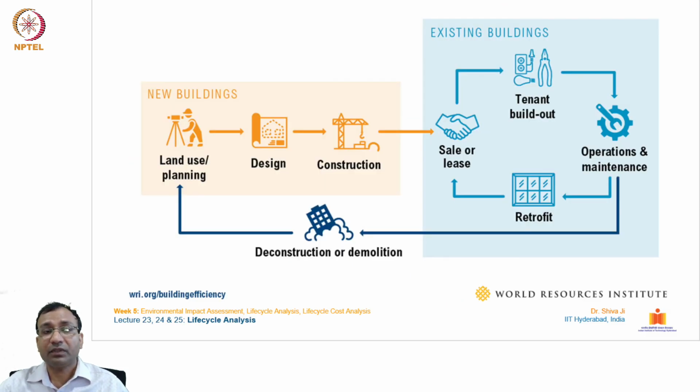Now see this illustration over here. A new building comes up with a concept stage, then it goes for design and construction. Then in the blue shaded area, if you see, it goes for sale and leasing. It goes for use by the occupants. Then it goes for repair, maintenance, serviceability and all the retrofitting, etc. Then again it goes for deconstruction or demolition. This is how the life cycle of a building usually occurs.